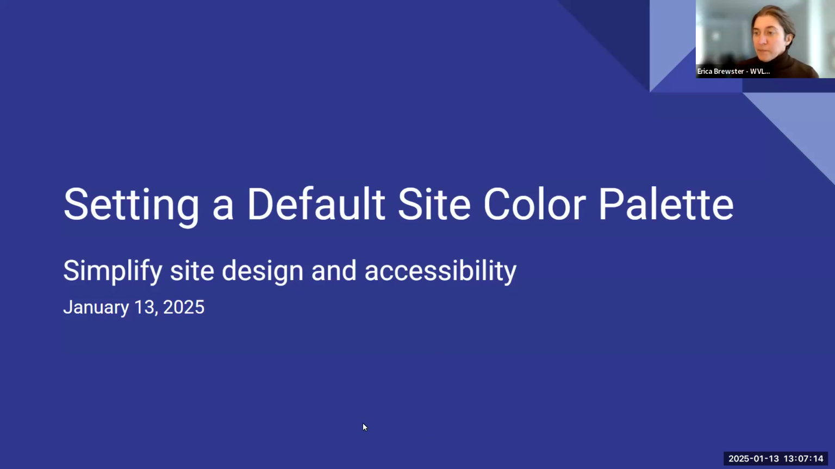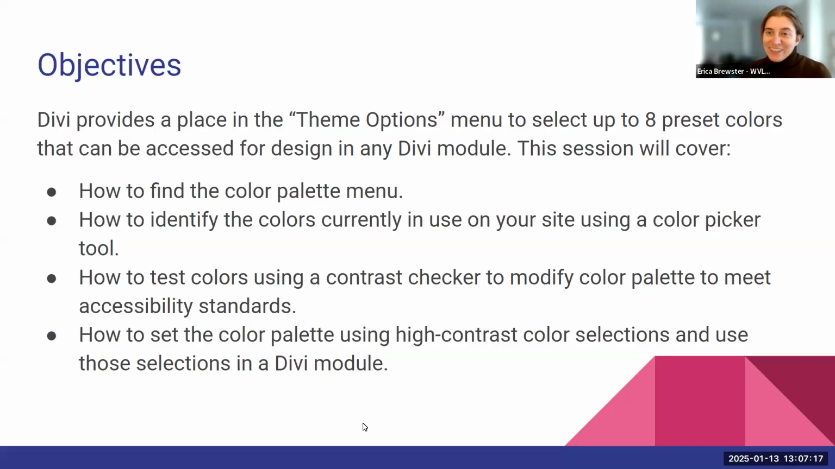So objectives for today are how to find the color palette menu in Divi, how to identify the colors that are currently in use on your website, figure out what the hex codes for all of those are, and we'll use a color picker tool or three or four for that. Then we're going to learn how to test those colors that you have found the hex codes for and see how they work with different color text and if they pass the accessibility tests that we require.